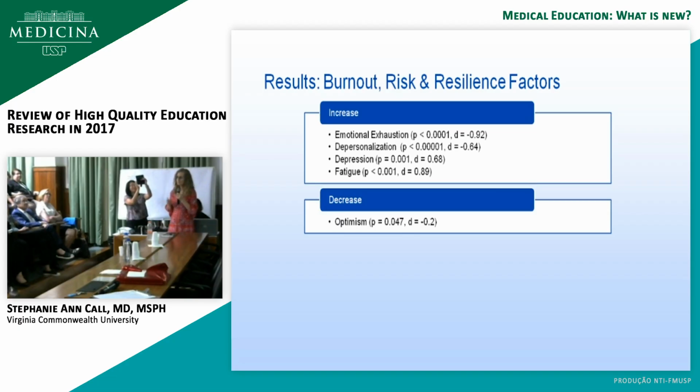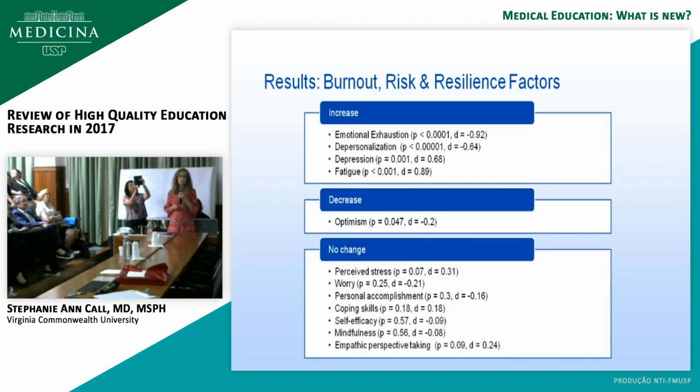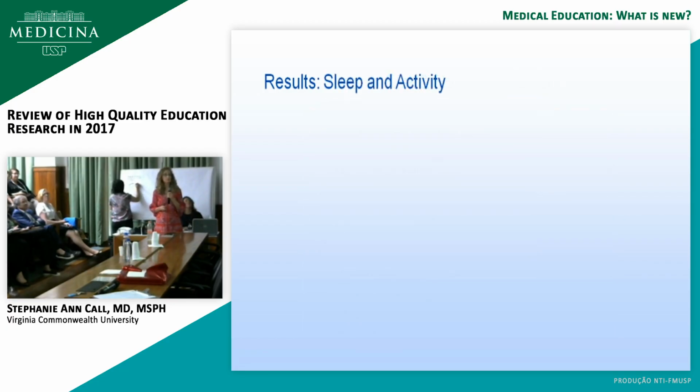And they saw no change at all in perceived stress, worry, sense of personal accomplishment, coping skills, self-efficacy, mindfulness, or empathic perspective taking. So I guess the good news is that they didn't see those things go down. The bad news is that they did not see them go up. One might wonder if what they did helped people create the resilience to at least keep stable in these areas.